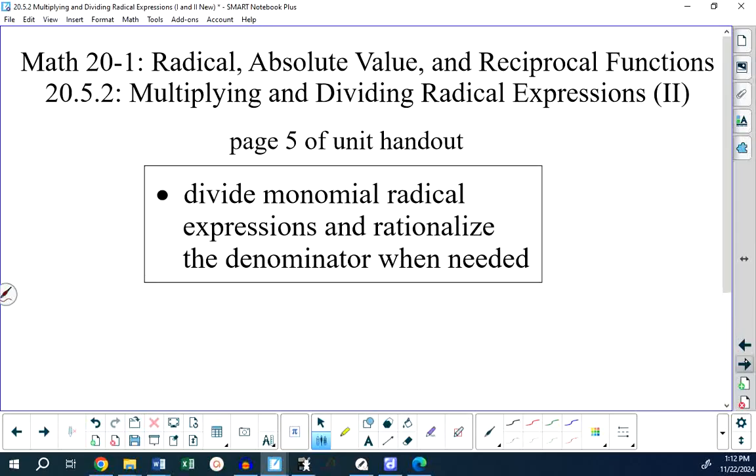So we're dividing radical expressions, and we're doing something called rationalizing denominators. When you rationalize a number, you change it into a rational number. Root 2, if I say, what is root 2 equal to? Well, I'll ask you that question. Who can tell me what root 2 is equal to? What is root 2 equal to?